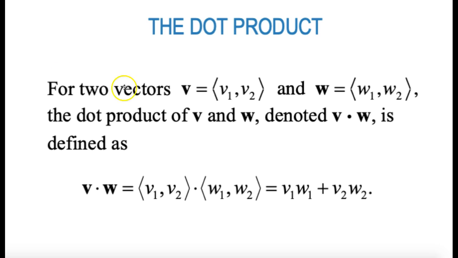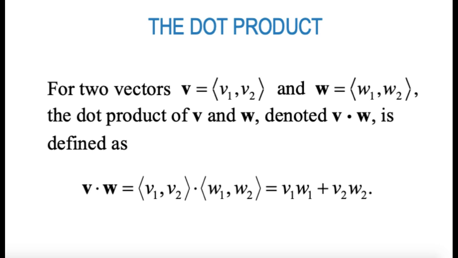So first, our definition of the dot product: if we have two vectors, v and w, the dot product, which we denote as just putting a dot between them, is defined as if I take my two x coordinates, multiply them together, and then take my two y coordinates, multiply them together, and then add those two values together. That'll get me the dot product.